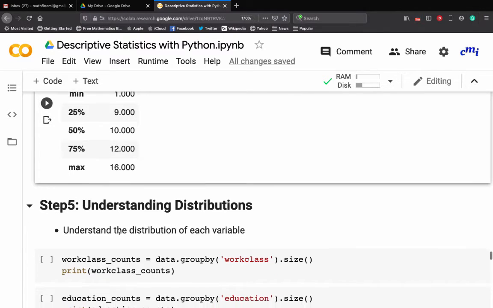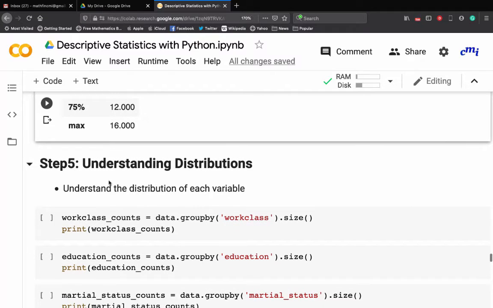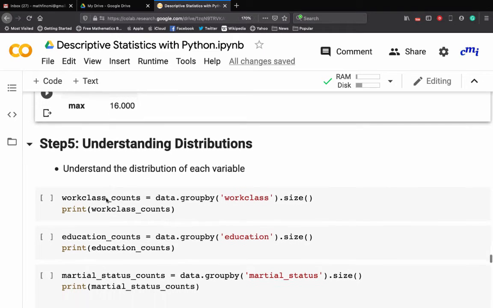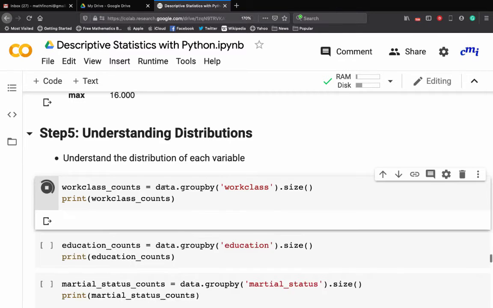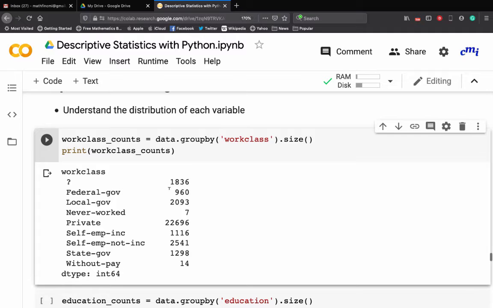Next we are going to see step 5, which is understanding the distribution. First we are going to understand the distributions of some categorical variables or object variables, and then we will try to understand the distribution of some continuous variables. So first we are going to check out the distribution of the work class variable. So that is how the variables are.